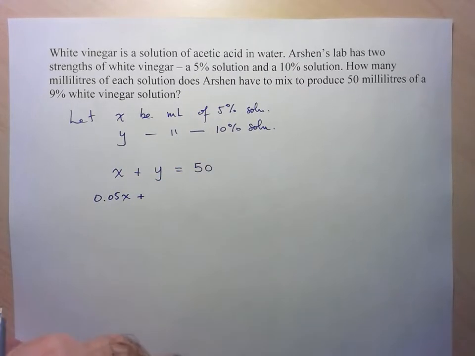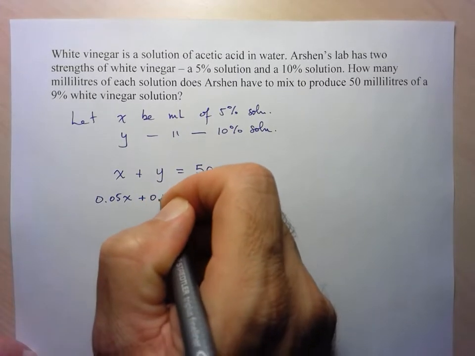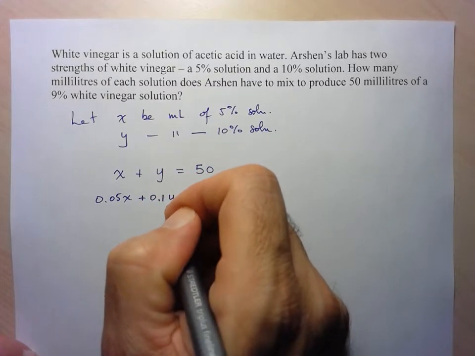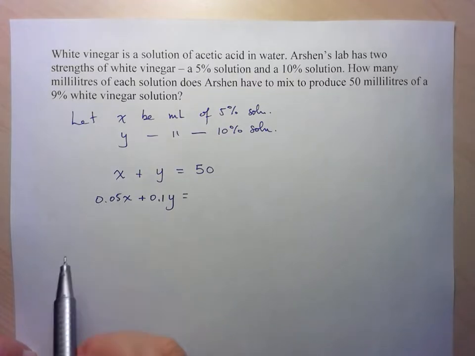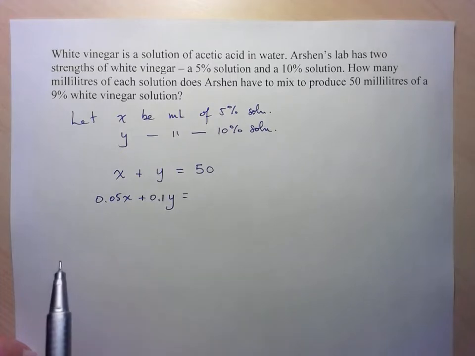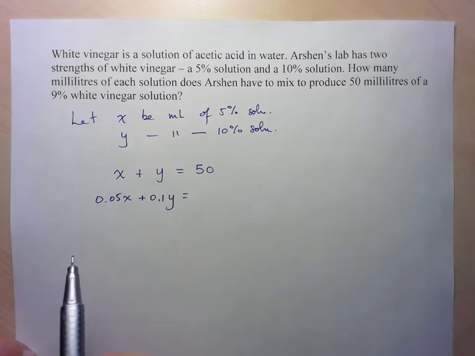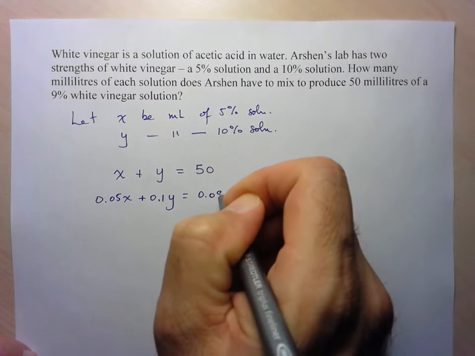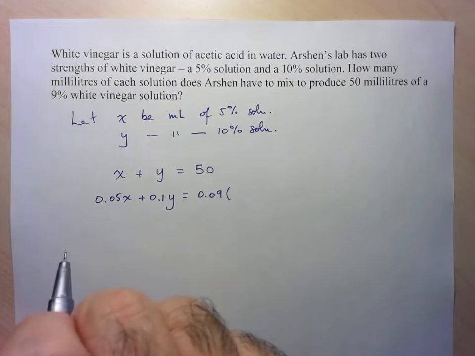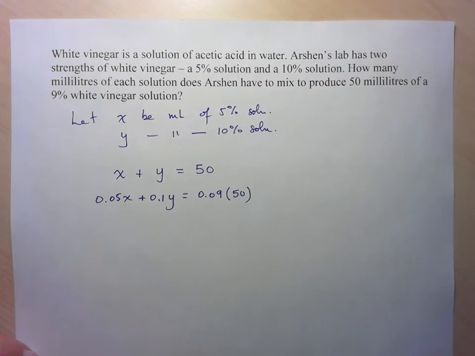Then I'm going to add to that the amount of acid in the second solution. I calculate that as 10%, so that's 0.1 times the amount of the second solution. Just to recap, this expression represents how much acid is in the first solution, and this is how much acid is in the second solution. If I add them together, I should get the amount of acid in the final vinegar solution. How do I calculate that? I know that the final one has to have a strength of 9%, so it's 0.09 times the amount I have in the end result, which is 50 milliliters.